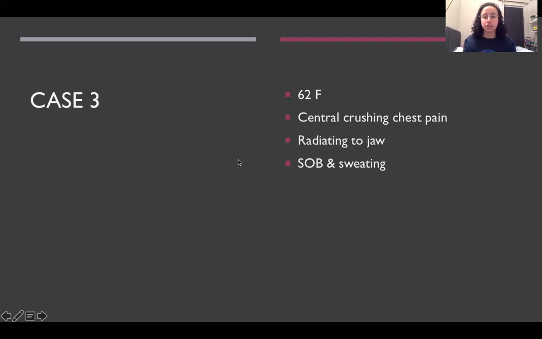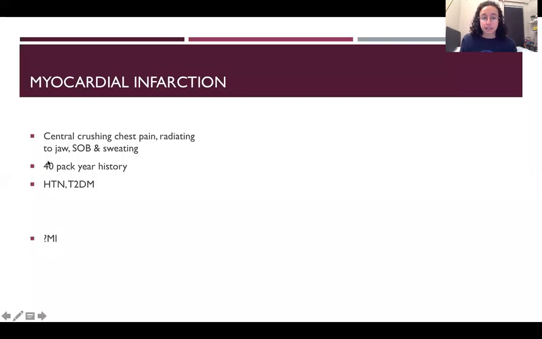But yeah, you want to get management going pretty quickly because it's an acute situation. So this is the history. Yeah, you ask about social history and family history. So she has a 40-pack year history of smoking, she has hypertension, diabetes, all of the risk factors for an MI. So you're thinking query MI.